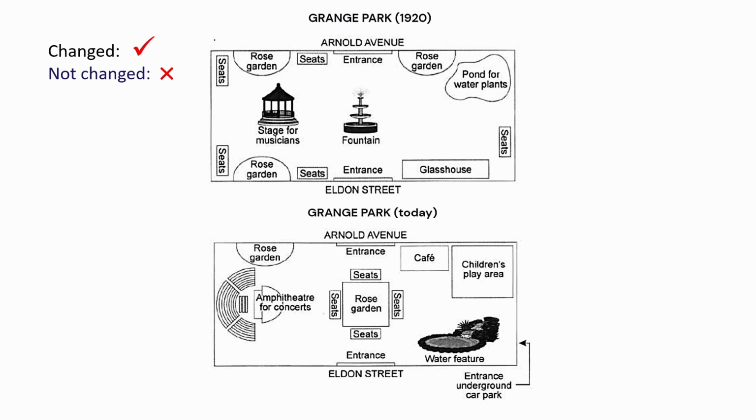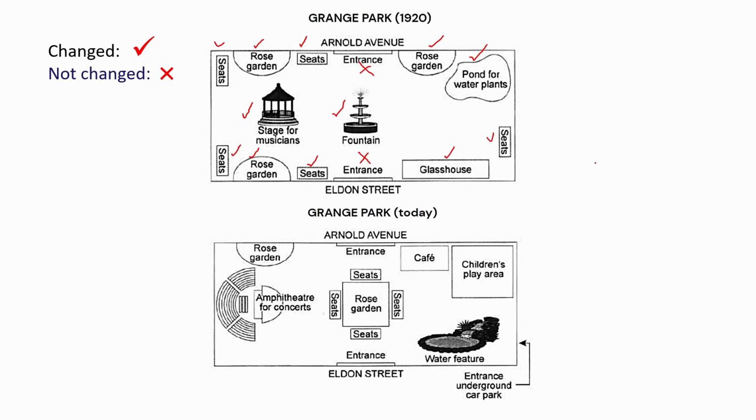Now let's begin. From the top, Rose Garden and the seats around it have been changed. So tick. Entrance the same. Rose Garden on the right side changed. And the pond for water plants also changed. So tick. Now the middle part, stage for musicians changed. Fountain changed. Now the bottom of this rectangular, Rose Garden and the seats around it again have been removed. Entrance, no change. Glass house changed, and the seats also changed.